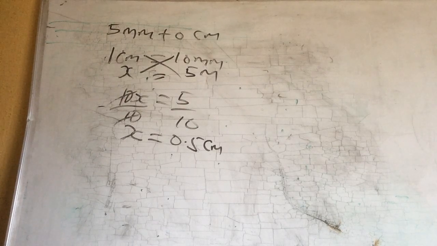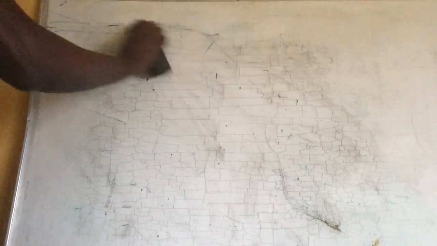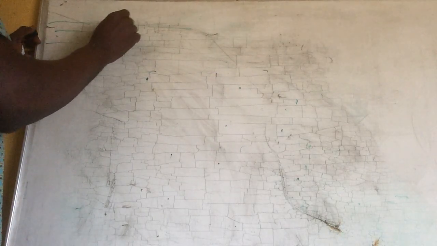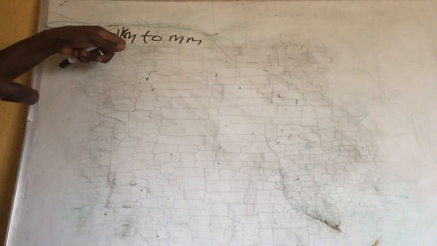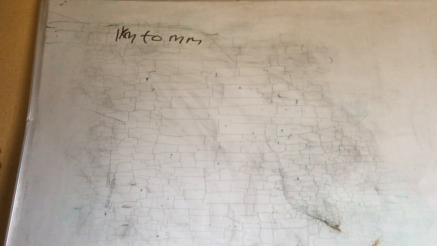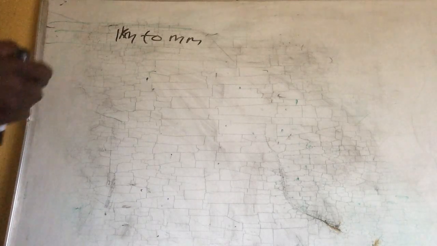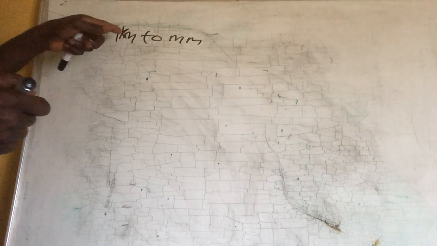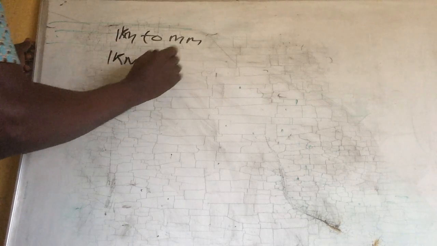Even if they ask you to convert 1 kilometer to millimeter, and you don't have any relationship from kilometer to millimeter, I did not give you any relationship of kilometer to millimeter, but you can still convert it. You can still convert it by checking the relationship between kilometer and meter first. So this 1 kilometer, you first convert it to meter, so that you can go for this. So 1 kilometer equals 1000 meters.